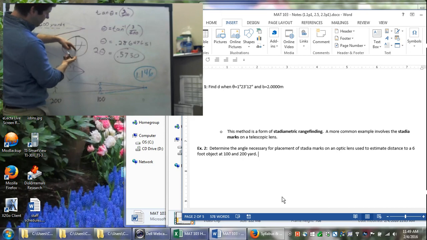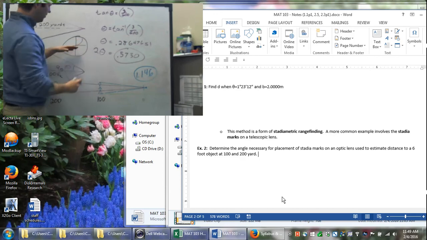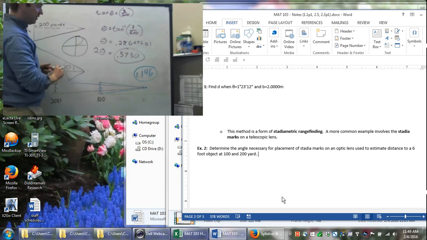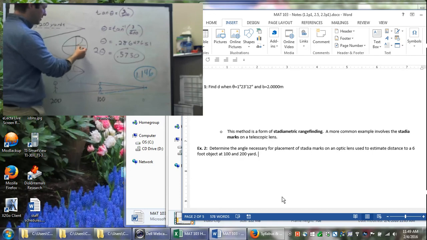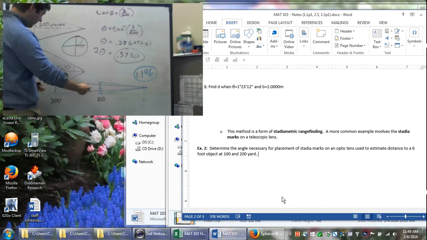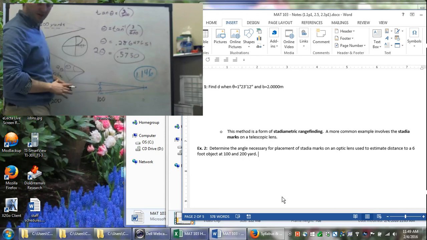I've got my triangle. Again, I'll call this one theta, although it's going to be a different measurement. We had 6 feet. We break it down. This is now 3 feet. And that's the right angle. At our 200 yards, we have to convert that to feet because we're working with feet here. So 200 yards is 200 times 3, which is 600. So that's going to be 600 feet there.